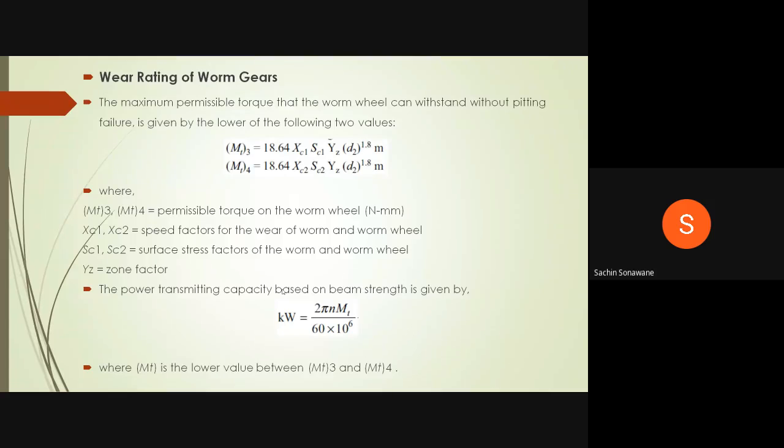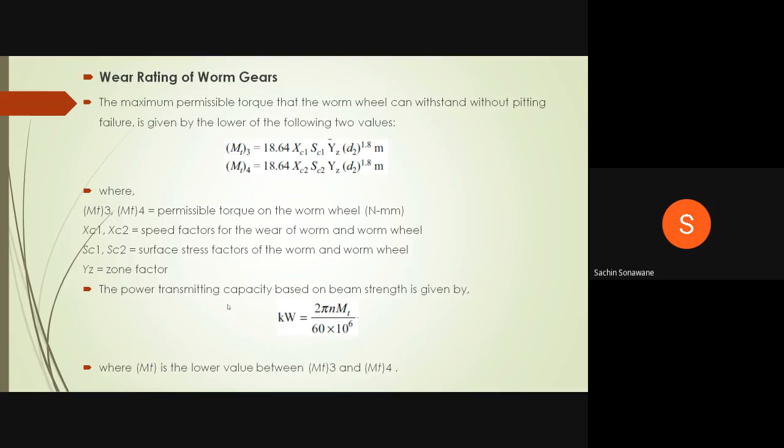The maximum permissible torque that the worm wheel can withstand without pitting failure is given by the lower of the following two values. Mt3 is equal to 18.64 Xc1 into Sc1 into Yz into d2 raised to 1.8 into m. Mt4 is equal to 18.64 into Xc2 into Sc2 into Yz into d2 raised to 1.8 into m, where Mt3 and Mt4 are permissible torques on the worm wheel in Newton mm. Xc1, Xc2 are speed factors for the wear of worm and worm wheel. Sc1, Sc2 are surface stress factors of the worm and worm wheel. Yz is the zone factor.